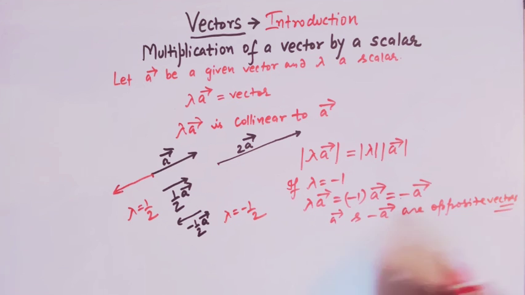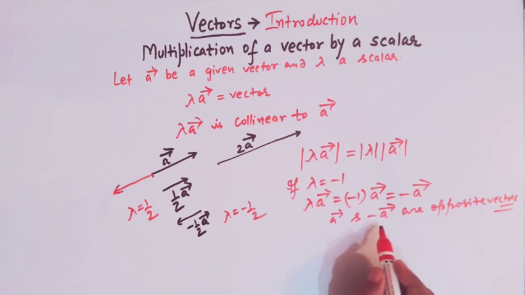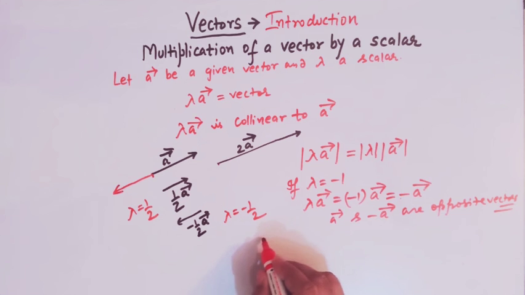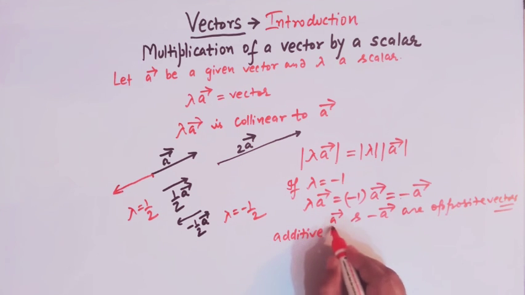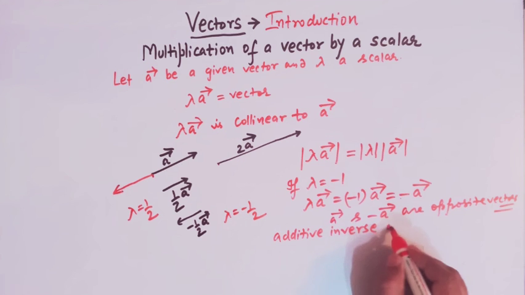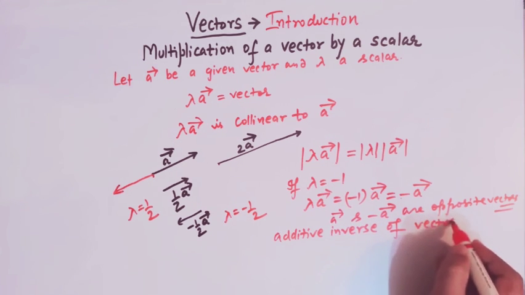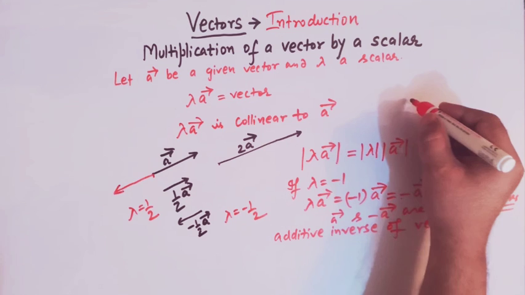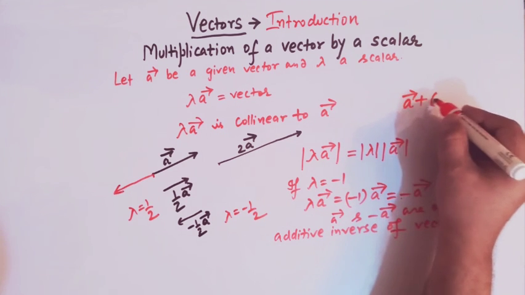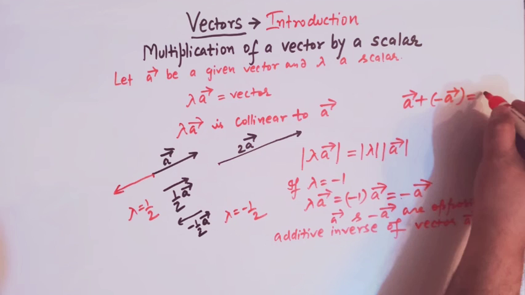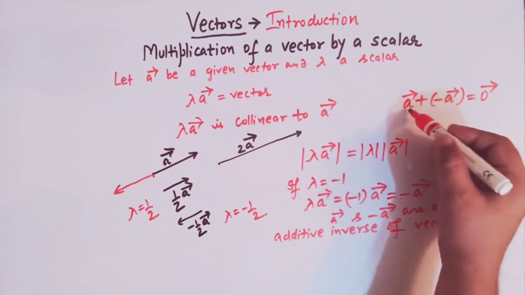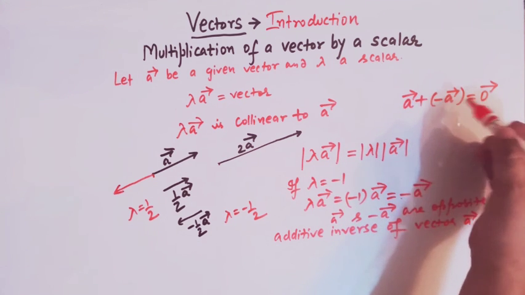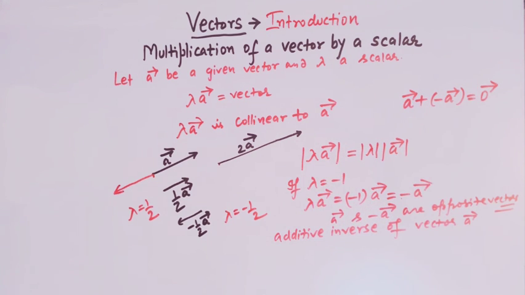Okay. Now this vector minus A vector is known as the additive inverse of vector A, right? And we write vector A plus minus vector A is equal to 0 vector, right? So the sum of a vector and its negative is always equal to the 0 vector.